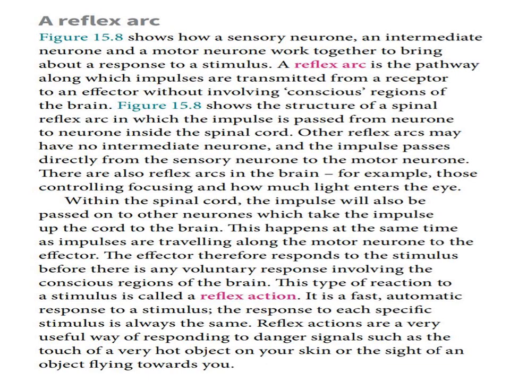So, to put it all in a common pathway which is called a reflex arc, I will try showing you how a coordinated action is done. The pathway followed by the impulse traveling through these neurons is an arc which is called a reflex arc. So a reflex arc can be defined as the pathway along which impulses are transmitted from a receptor to an effector without involving conscious regions of the brain.